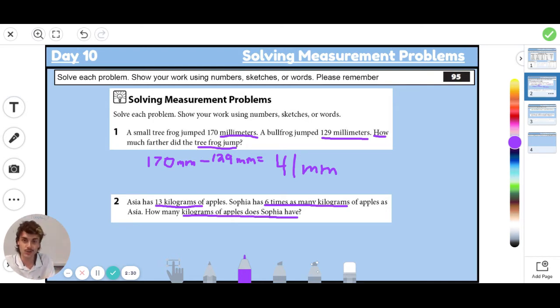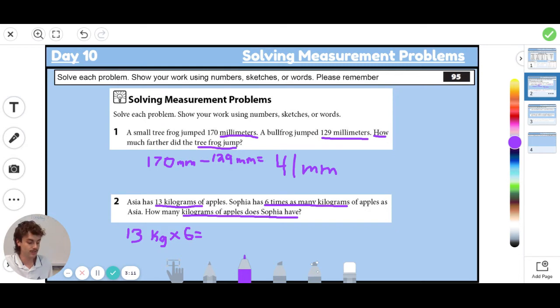So we're not changing any measurements here. We're going to go ahead and figure this out. So 13 kilograms of apples. So we're going to fill out 13 kilograms. And a kilogram, you can write kg. Like the K represents the kilo and the G represents the gram, so kilogram. Then if we say Sophia has 6 times as many, well, we're going to then multiply that by 6. And we don't need to write a unit there because we are just multiplying it by 6.